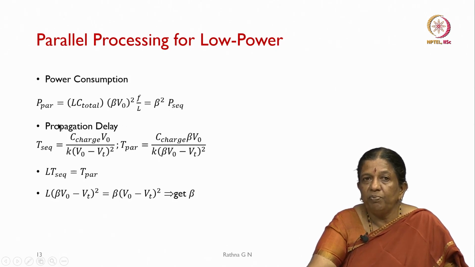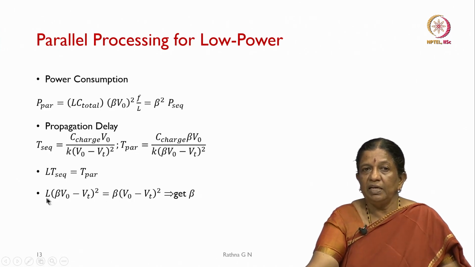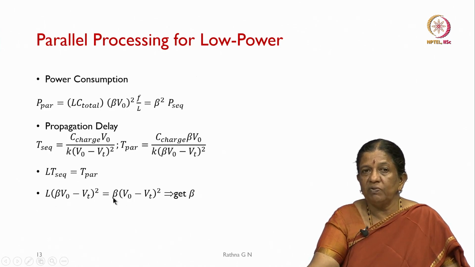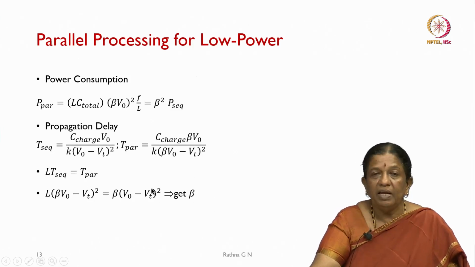Then what happens to our propagation delay? This is T sequential original, C charge into V naught divided by K into V naught minus V t whole squared. In the parallel case, C charge into beta into V naught divided by K into beta into V naught minus V t whole squared. Then L into T sequential is equal to T parallel. So, applying both together, we get L into beta into V naught minus V t whole squared equals beta into V naught minus V t whole squared. So, we will be getting beta from this equation.